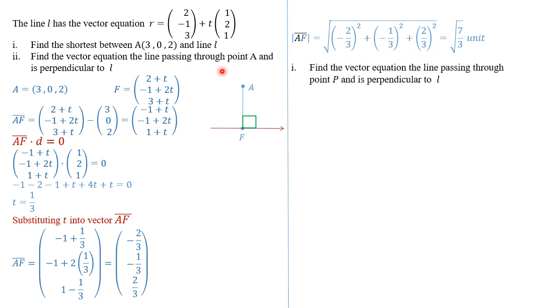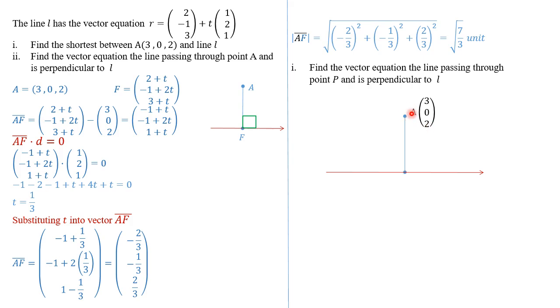Alright, so now we go to the second part. Find the vector equation of the line passing through the point A, and it's perpendicular to L here. So let's see here how it looks. So we have the line that we have here, and this is our point A. So our point A is (3, 0, 2).